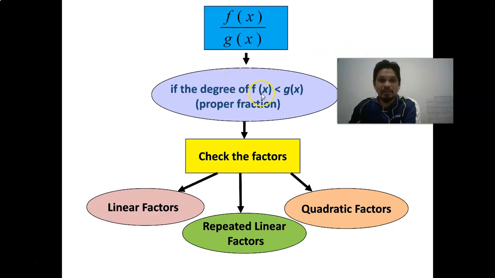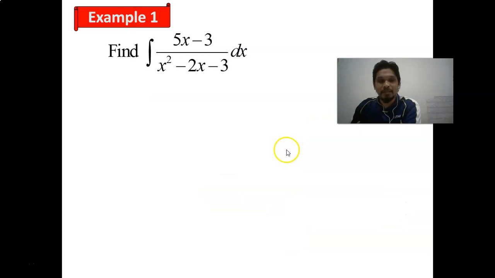So if the degree of f(x) is less than g(x), f(x) here less than g(x) is a proper fraction. So then check with the linear, repeated linear, or quadratic factors that cannot be factorized. Okay, it's something we call revision from our topic, Chapter 6 from semester 1. Okay, right now here.